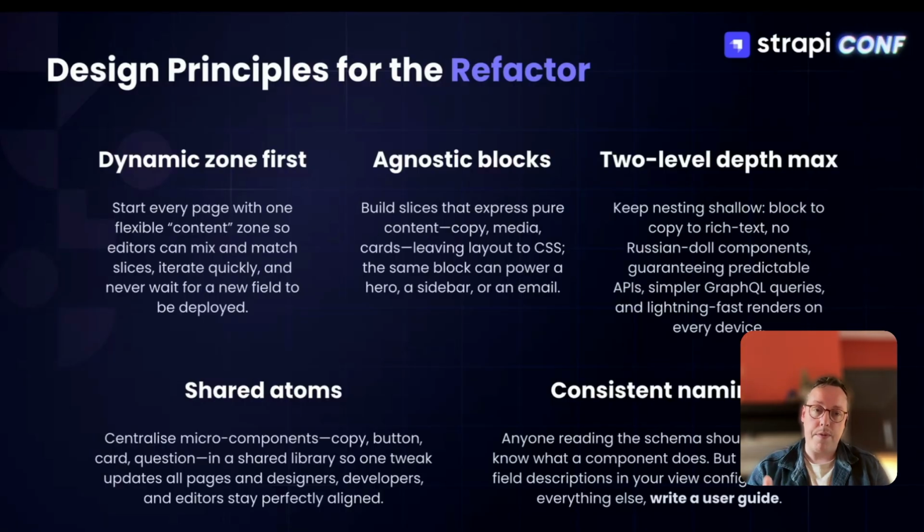So what we're going to do during this refactor, we're going to implement dynamic zones in Strapi. So we're going to start the content creation using dynamic zone at its core. We're going to abstract away the content from the components, creating a sequence of agnostic content blocks. We're going to implement a rule where we go 2-level max deep in the nesting. Again, this is taking performance into consideration. We're going to be creating a bunch of shared atoms that you could then use in other content types throughout your project. And we're going to implement some consistent naming.